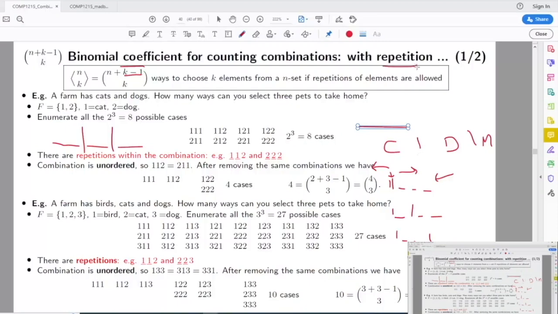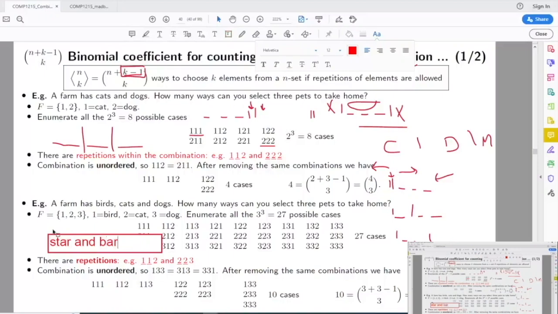You can think of this bar as classifying the repetition. So what is this? This will be cat, cat, cat, bar, bar, because no dog, no mix. What is this? This is bar, bar, dog, dog, dog, bar. No cat, no mix, all dog. So this is the meaning of the K minus 1. This is explanation 1. This has a name called stars and bars. If you want to Google it, you can Google this. This is called the stars and bars method.